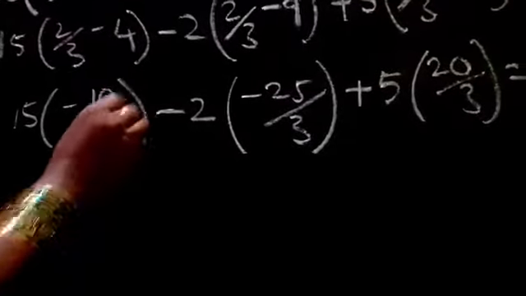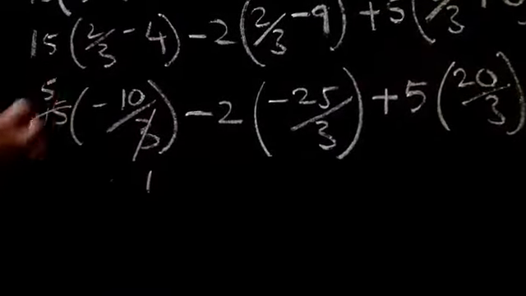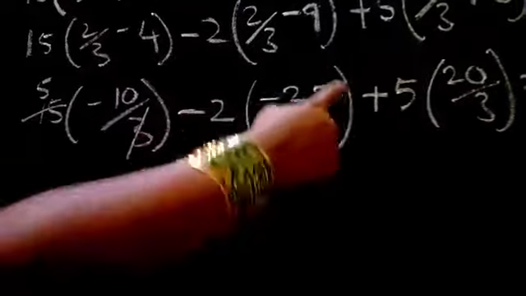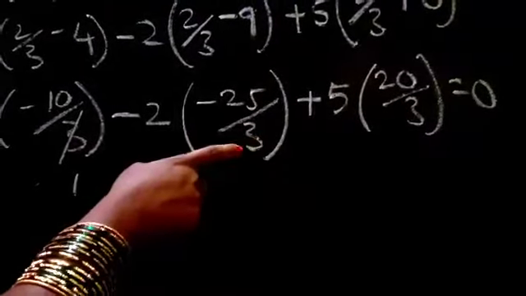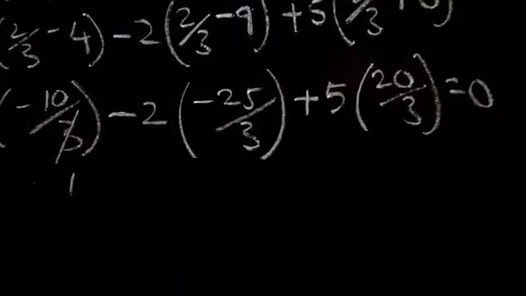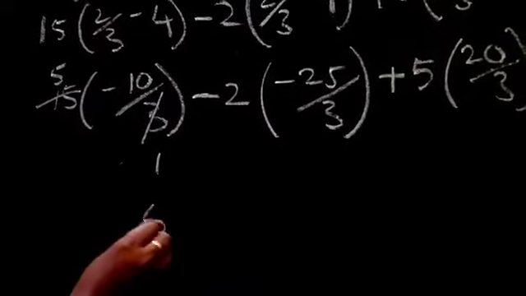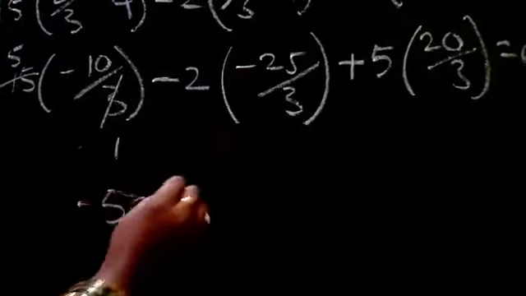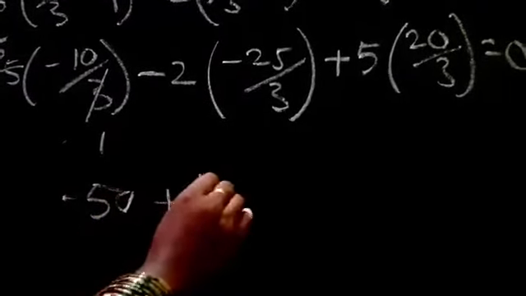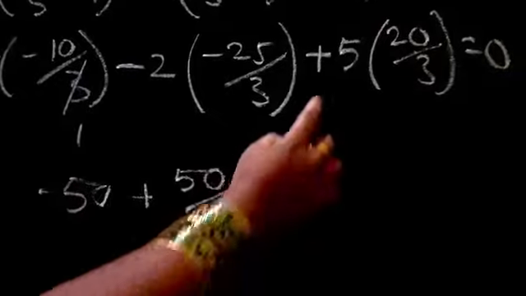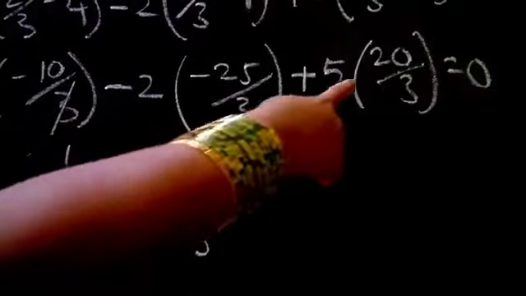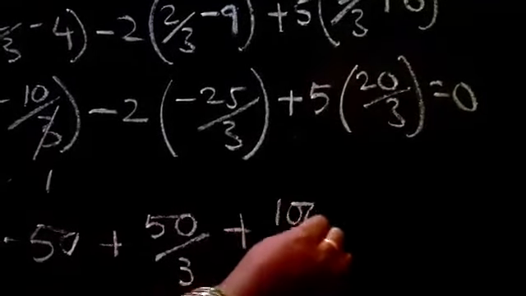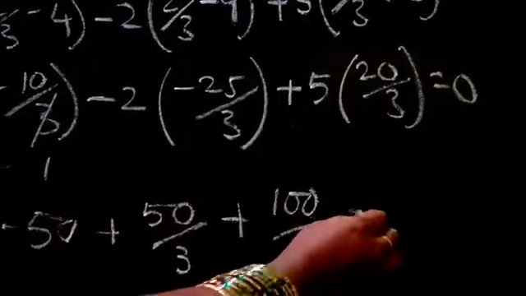This is 1 three is 3, 5 threes are 15, because denominator and numerator can be cancelled. This is one term, this is second term, this is third term. 3 and 25 will not cancel. Now 5 into 10, 50. Plus into minus, minus. Minus into minus, plus. 2 into 25, 50 divided by 3. Plus into plus, plus. 5 into 20, 100 divided by 3 equal to 0.